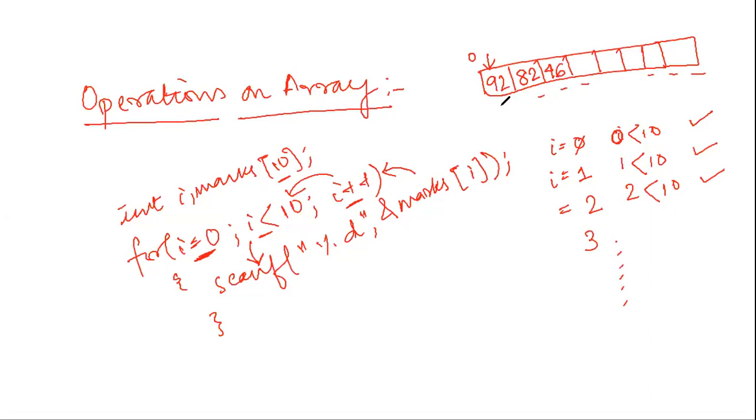As you can see, suppose in the 0th index you have input something, in the first index you are inputting something, in the second index you are inputting this value. So like this, you will go on till the 9th index and you will be inputting some values. And like this, from 0 to 9, all the index locations are filled with the desired values from the user. Is this clear now?